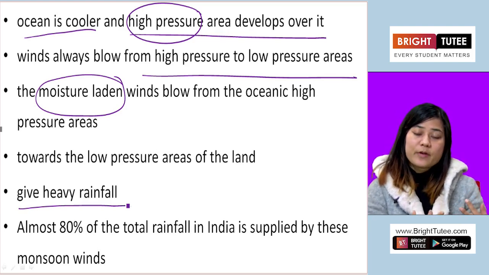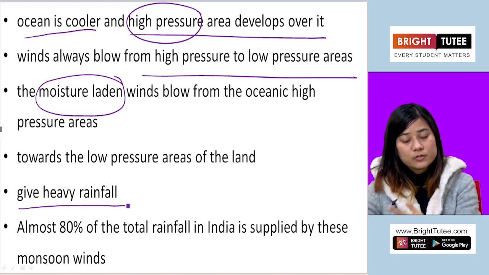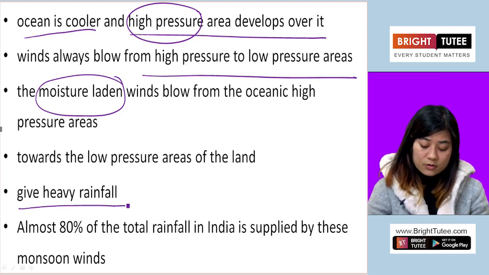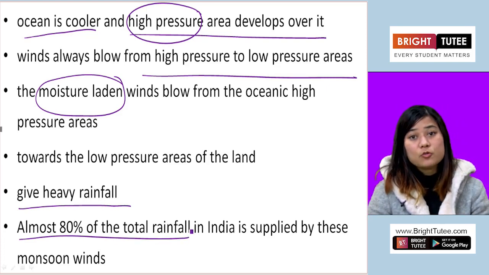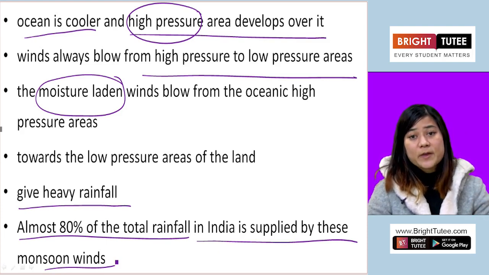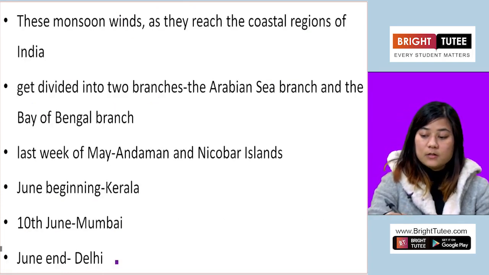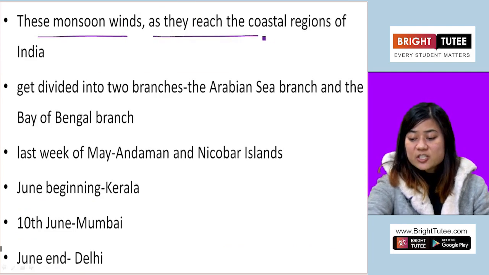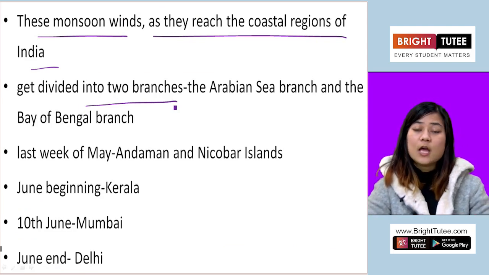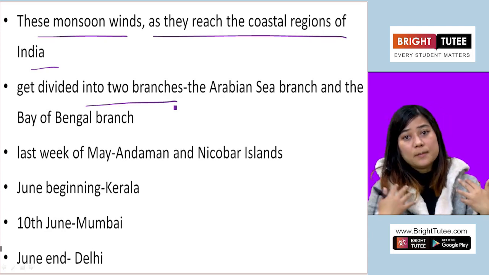It moves from high pressure to low pressure area carrying moisture, and as it flows to the plains from the ocean area, it causes rainfall. Almost 80% of the total rainfall in India is supplied by these monsoon winds, which blow from the ocean towards the plains. As these monsoon winds reach the coastal regions of India, they get divided into two branches. We know that they develop in the ocean area and then move towards the mainland of India.